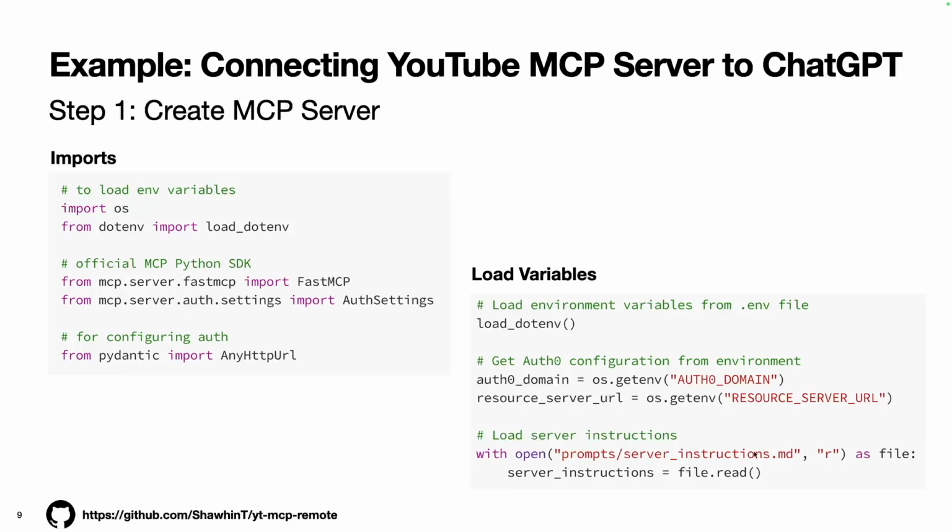And then I also have this markdown file called server instructions saved in the repo, and this is, as the name suggests, instructions for using the MCP server. So this is going to get passed to the AI application whenever it is connected to it.